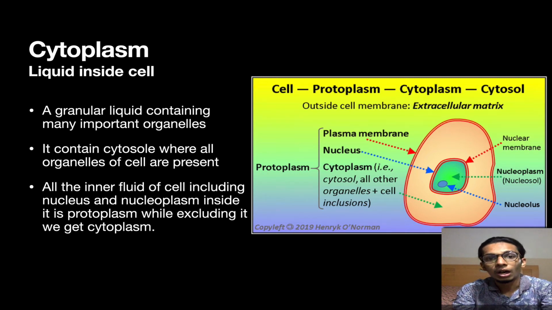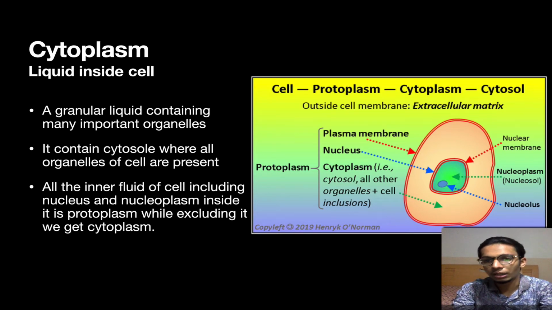Okay, so it is a granular liquid containing many important organelles. As I told you, it contains cytosol, where all organelles of the cell are present. There is one unique thing known as cytosol, where all the organelles are collectively working in the portion. A portion where we have all organelles is known as cytosol. That's what I have been trying to explain over here. And after that we have all the inner fluid of the cell including the nucleus, nucleoplasm. Inside it is protoplasm, while excluding it we get cytoplasm.